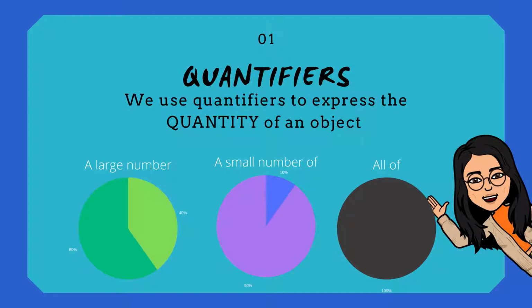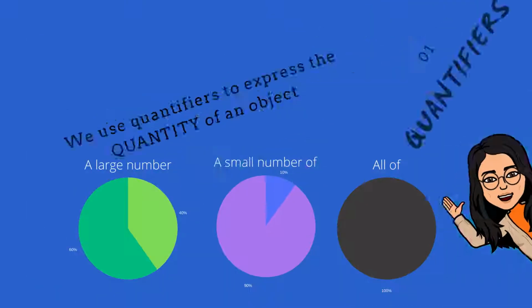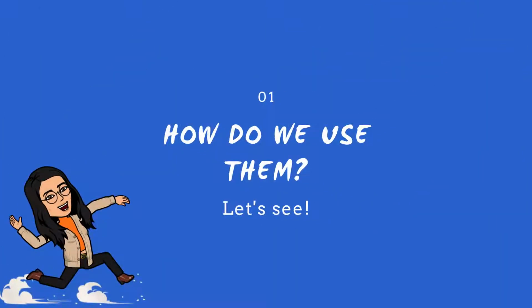As you can see, a large number in the green circle, the dark green, is a large number. It's bigger. A small number of, as you can see in the middle, the dark purple, is a lot less. And in the last one, we have all of. The darker color is covering the whole circle. So here we can see the three quantifiers represented in a graph. But you might be wondering, how do we use them?